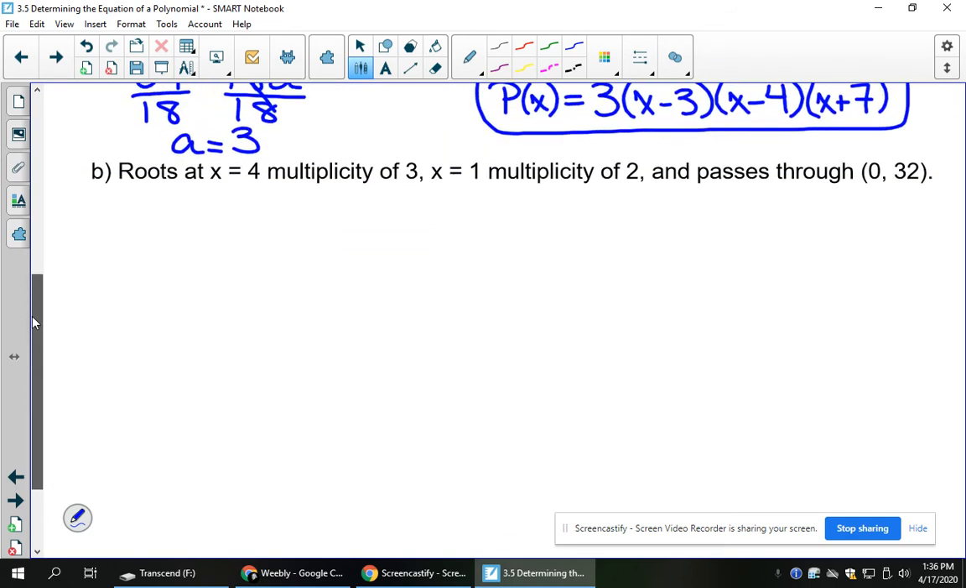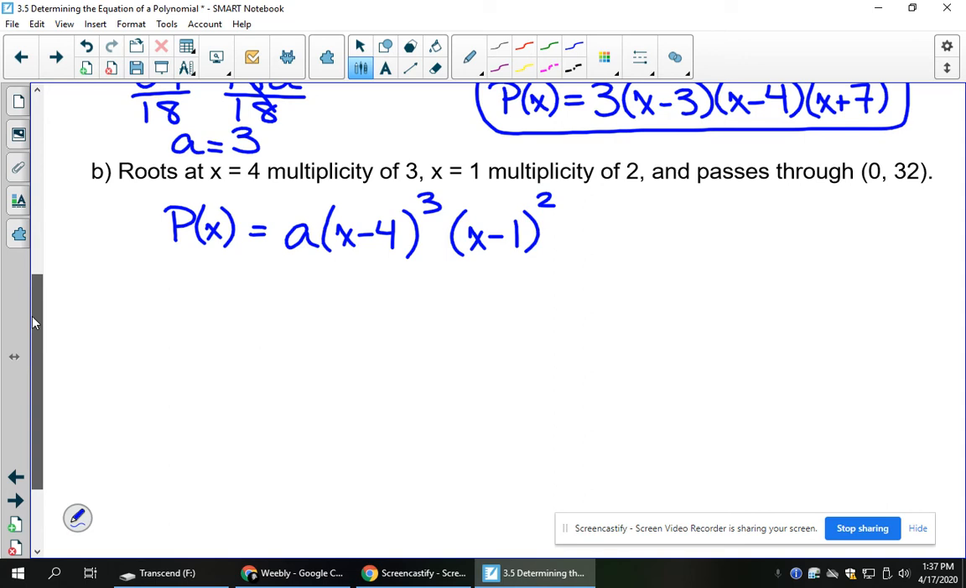Okay, roots at x equals 4, multiplicity of 3. So x minus 4, multiplicity of 3. X equals 1 is an x-intercept, so x minus 1, multiplicity of 2. Unknown leading coefficient a. And we call it p of x for polynomial function, but you could call it f of x, you could call it y, it doesn't matter.